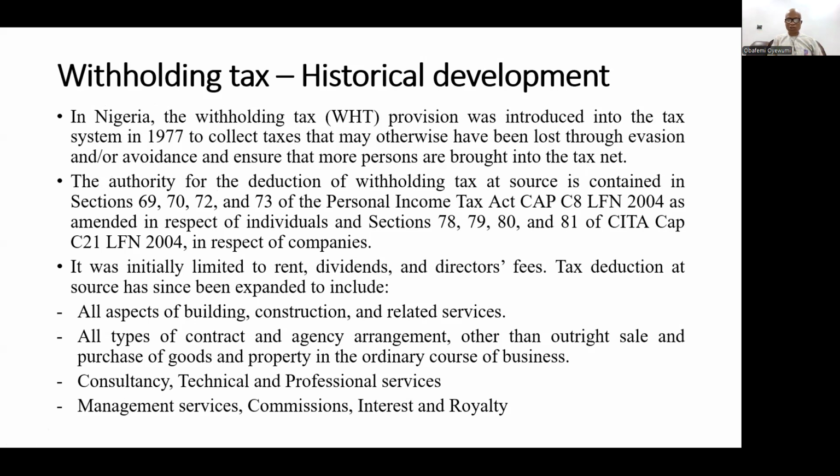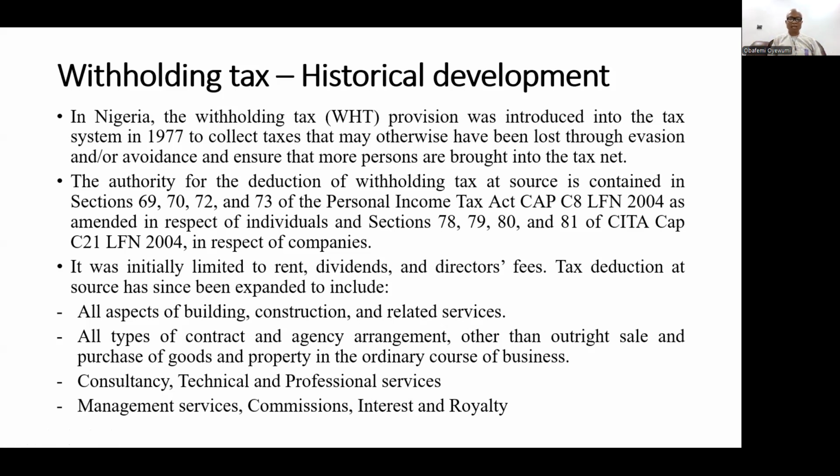And then the authority for deduction at source is contained in sections 69, 70, 72, and 73 of the Personal Income Tax Act of 2004, as amended, in respect of individuals, and then sections 78, 79, 80, and 81 of CITA, that's the Companies Income Tax Act of 2004, in respect of corporate organizations.